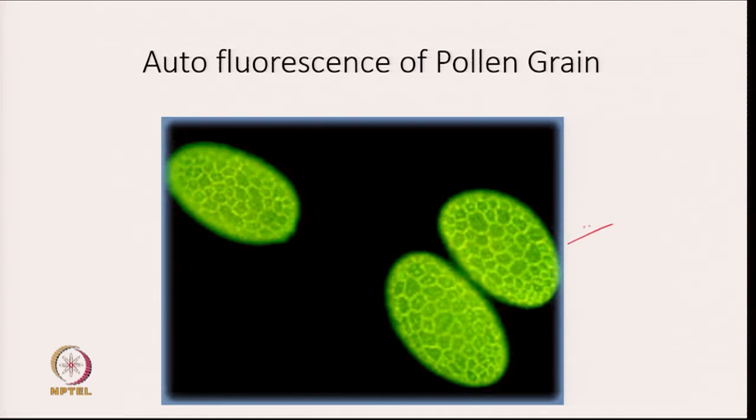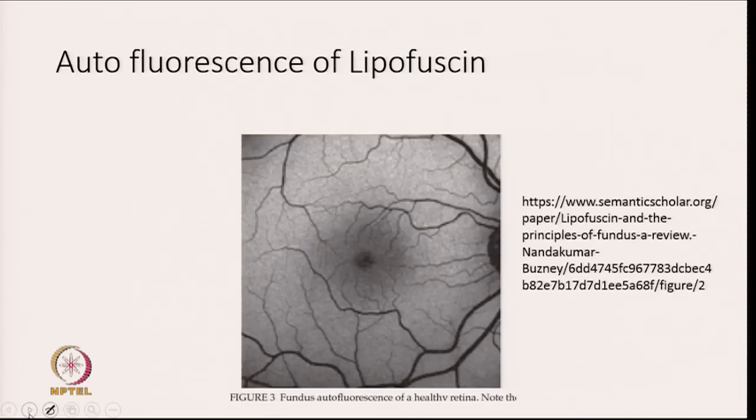This is an image which shows you autofluorescence of pollen grains. It has been taken from fluorescence microscopy, and you can see the autofluorescence of the pollen grains. Lipofuscin of the retina also has autofluorescence, as I told you, and that can be seen in this fluorescence microscopy image. You can see everything is quite clear here, and dark lines can be seen. Just from autofluorescence you can see the different tissues.